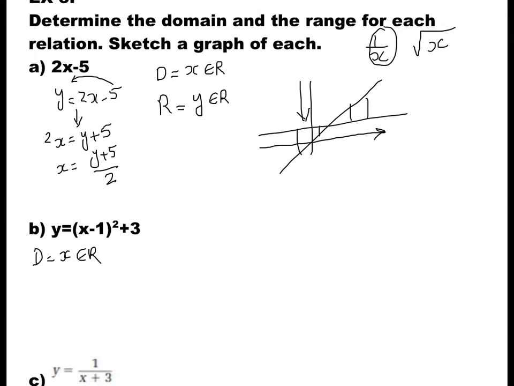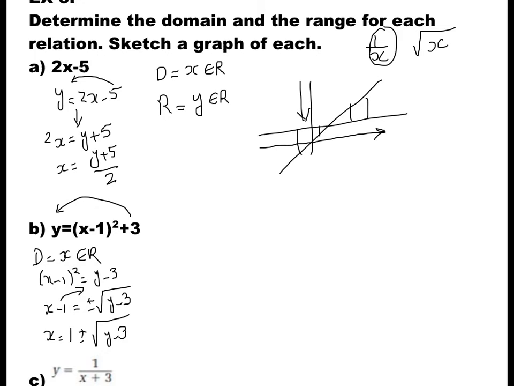But to find the range, we are going to solve the equation for x. So we are going to move 3 to the left. We're going to get (x minus 1) squared is y minus 3. We take the square root of both sides, but remember, when you take the square root, it becomes plus or minus. So x minus 1 is equal to plus or minus the square root of y minus 3. So x, when you move negative 1 to the right, becomes 1 plus or minus the square root of y minus 3.